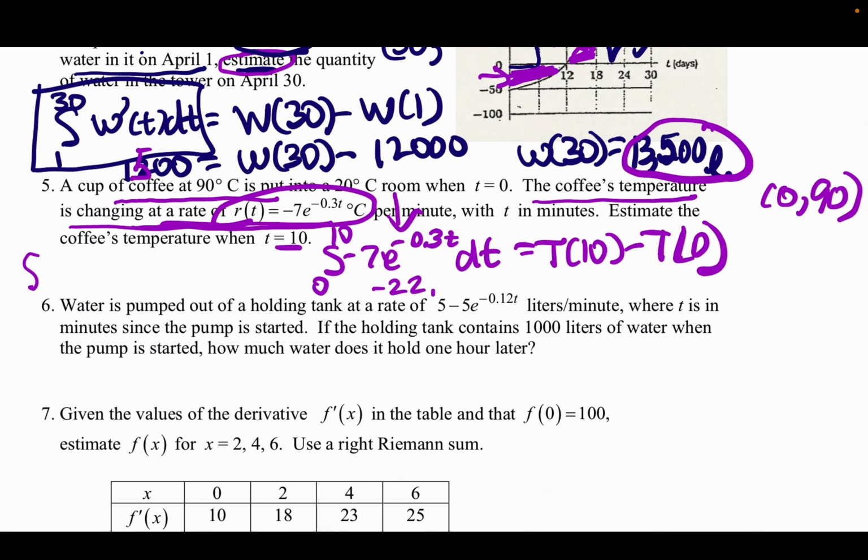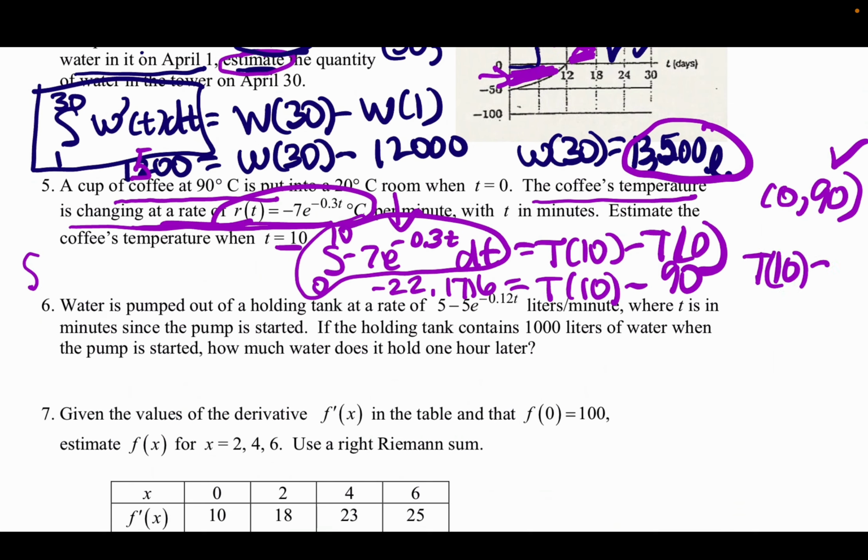This is negative 22.1716. What that means is the temperature dropped by that many degrees. When you integrate a derivative, it gives you the total degrees you've lost. So I can estimate T of 10. T of 0 was 90. So I'm going to estimate T of 10 by adding 90 to the other side. When I add 90 to that, I get 67.828 degrees.